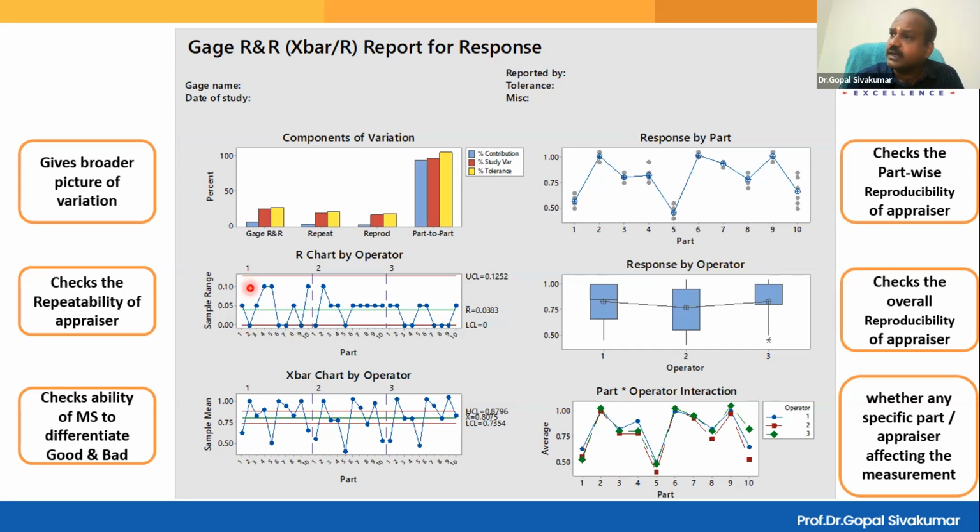Now looking at the range chart, tell me who is more repeatable? 1, 2 or 3? Sorry, 2 is more repeatable. 2 is better. And who is next better? 3. So all of them are okay only, because I could see all the points well within the control limit. When I plot a range chart, I don't see any point going beyond the control limit. All are okay, but within the 3, one is contributing to the repeatability error to a larger extent. Can you see that, all of you?